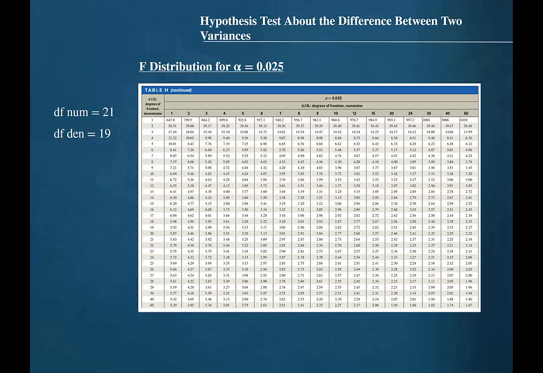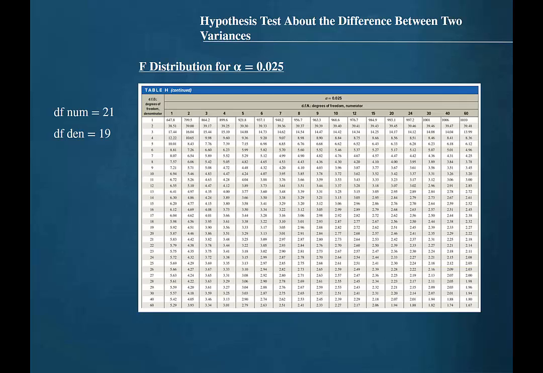The table is that of the F distribution for alpha equal to 0.025. Since the specified level of significance was 0.05, and this is a two-tailed test, we should use the F distribution table that is headed 0.025. Our degrees of freedom for the numerator is 21, but we see that this table does not contain a column for 21 degrees of freedom for the numerator.